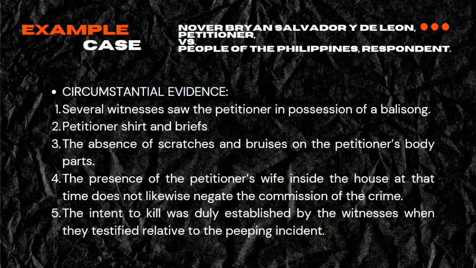Next is petitioner's shirt and brief. As to this evidence, as correctly held by the trial court, they were found to be stained with type O blood, which is similar to the victim's blood type.